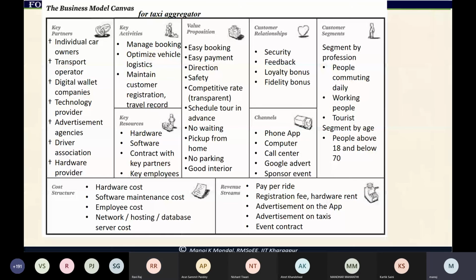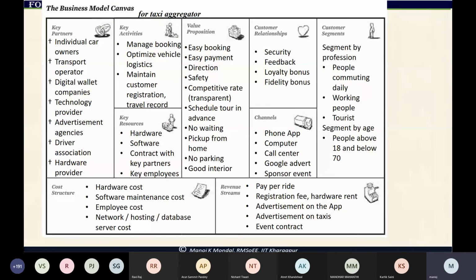Channel, fast. So phone application is one of the channels through which they reach. Computer, call center, they have a call center. Then Google advert, they advertise through Google. Then maybe sponsoring some event where they will be putting placards, etc.